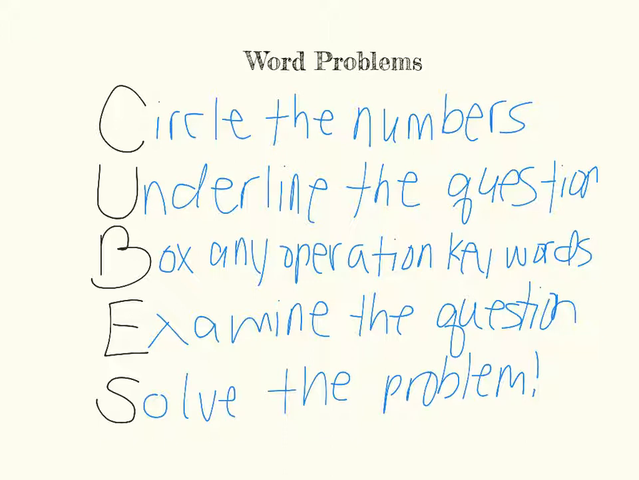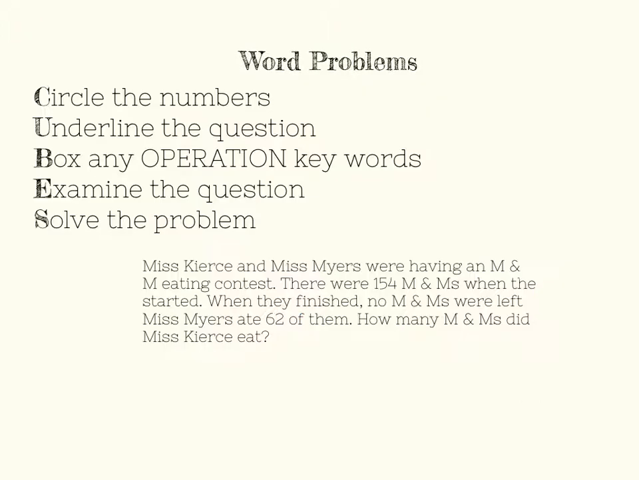Let's see this strategy in action. Alright, here's an example of a word problem. Miss Kearse and Miss Myers were having an M&M eating contest. There were 154 M&Ms when they started. When they finished, no M&Ms were left. Miss Myers ate 62 of them. How many M&Ms did Miss Kearse eat?